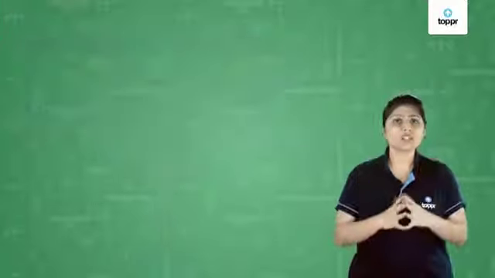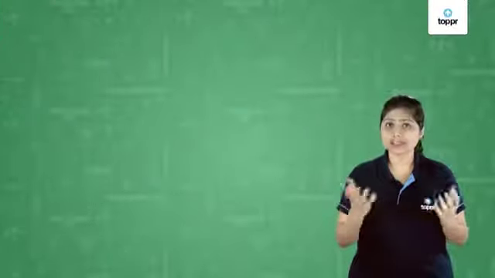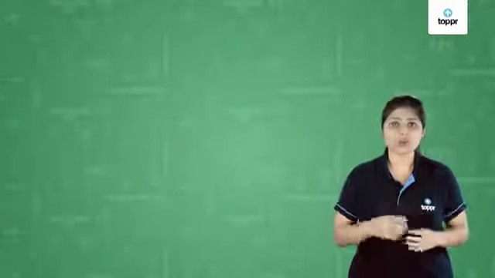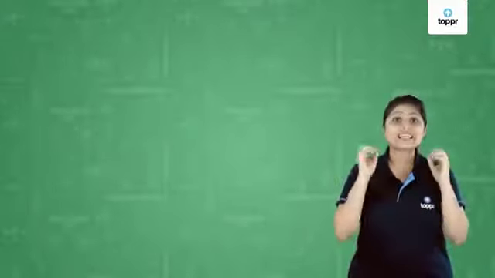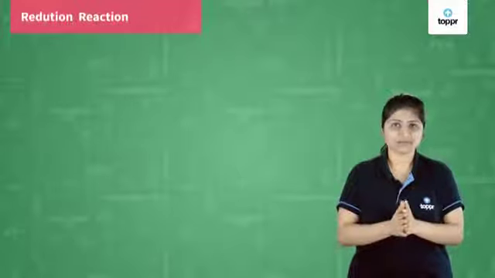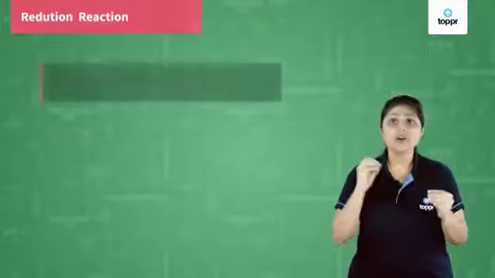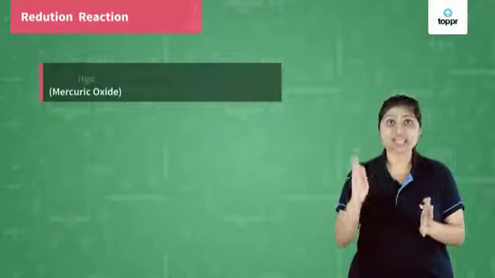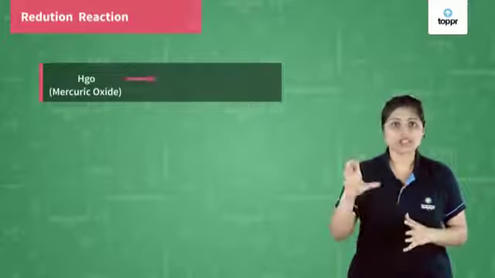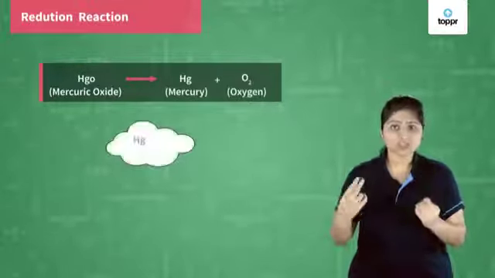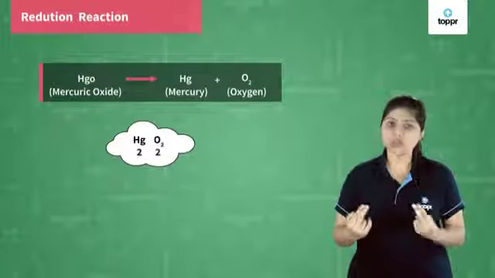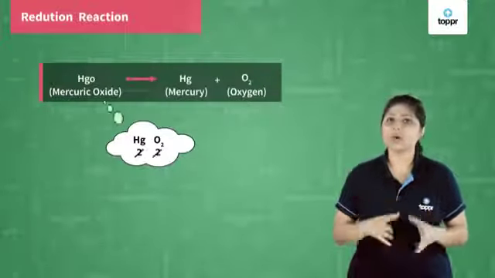Now what if oxygen is lost by a substance in a reaction? What will it be called? Then the reaction will be called a reduction reaction. For example, we have mercuric oxide, that is HgO. Hg stands for mercury and O for oxygen. Valency of mercury is 2 and oxygen is also 2, so the formula becomes HgO.